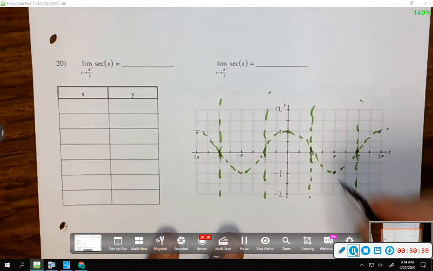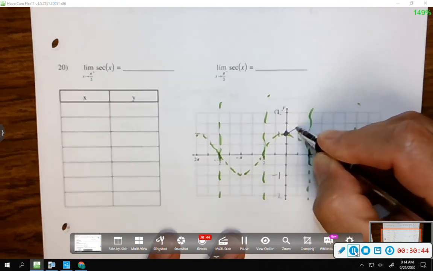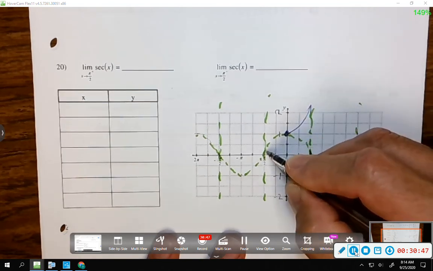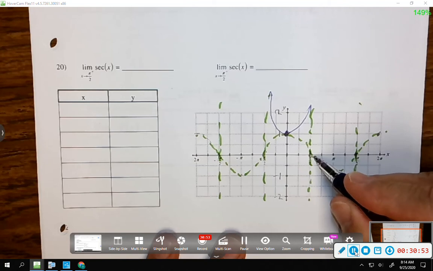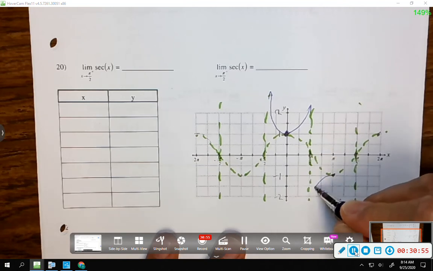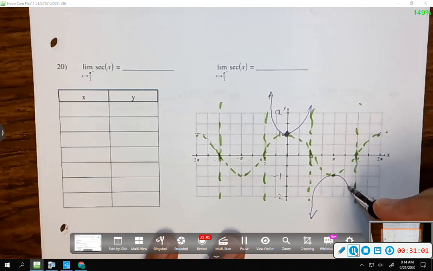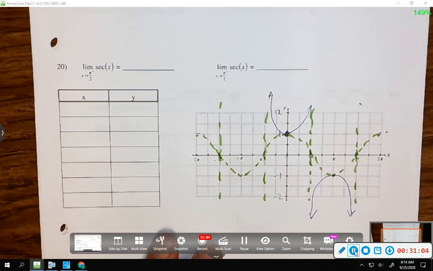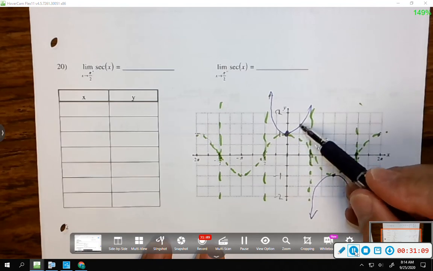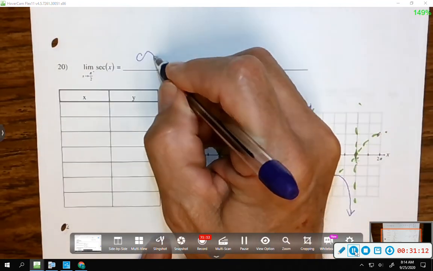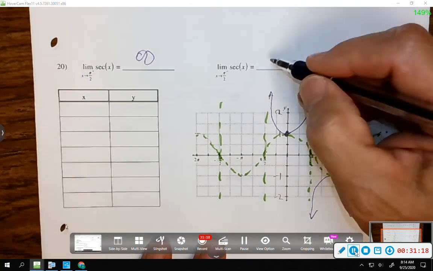Remember, the reciprocal of 1 is 1, but the reciprocal of a really small positive number is a really large positive number. The reciprocal of a really small negative number is a large negative number, okay? Which is actually a small number. But here it is. If we sketch this, now, the limit as we approach pi over 2 from the right goes to positive infinity, where the limit as x approaches pi over 2 from the left goes to negative infinity.